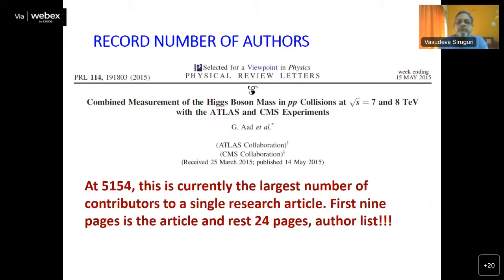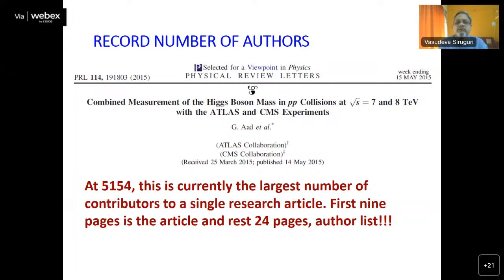Then there could be an issue with the number of authors also. But in certain fields like nuclear sciences and nuclear physics, there's a record number of authors at 5,154. This is because of large groups participating in huge experiments involving huge facilities like ATLAS or CMS. So you have a large number of people who have some role to play in the whole activity.